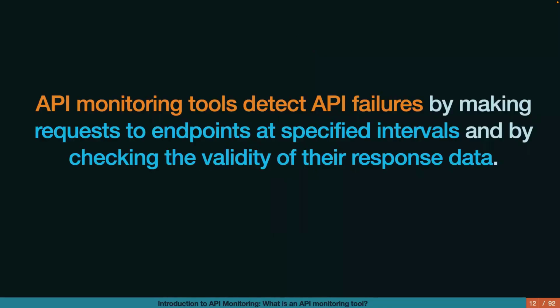API monitoring tools detect API failures by making requests to endpoints at specified intervals and checking the validity of their response data. What do we define as a failure? Well, whenever there's a mismatch between expected response data and the actual response data, the endpoint is considered to have failed. And by response data here, remember we just discussed three aspects in particular of API responses that we can track: data payload, response time, and status code. But how do API monitoring tools do this?